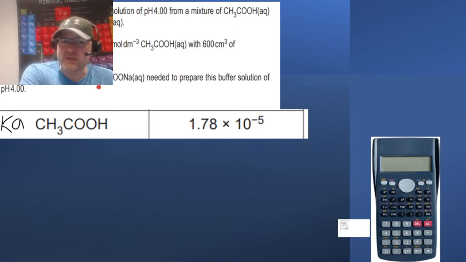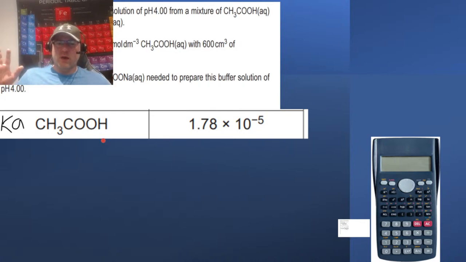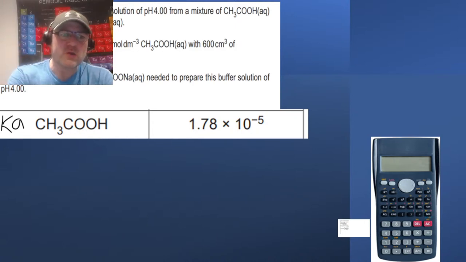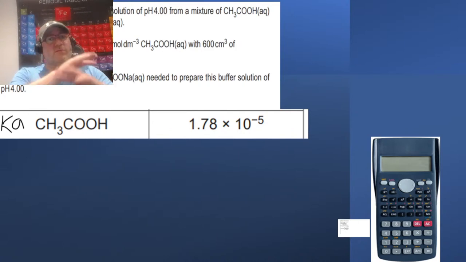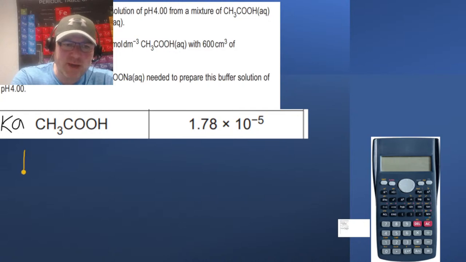This is a variation. Calculate the concentration of sodium ethanoate needed to prepare this buffer solution of pH 4. So what I would do in this situation, where you're like, wow, haven't had this one before, always start by writing the equation for the buffers out. You can, if you want, write the expression for calculating the pH of a buffer. Then you'll get yourself into position. So how does that show up?